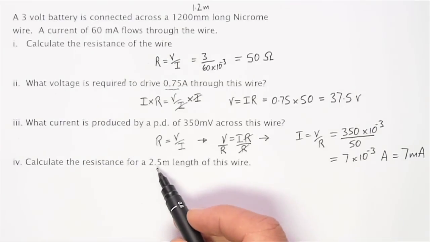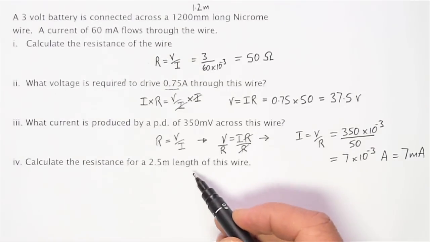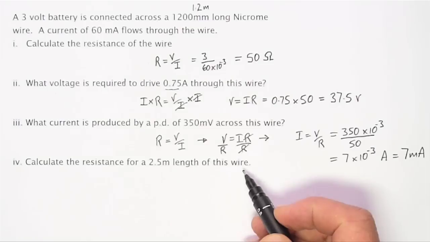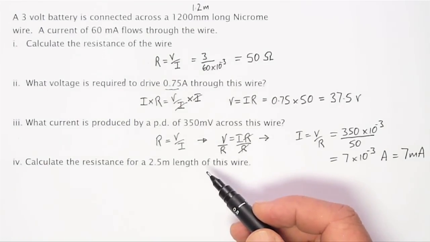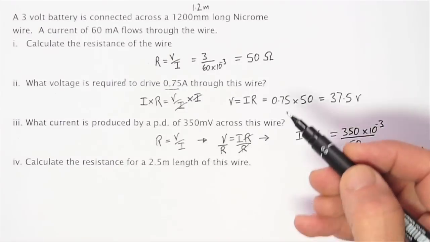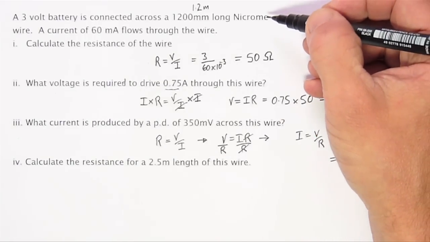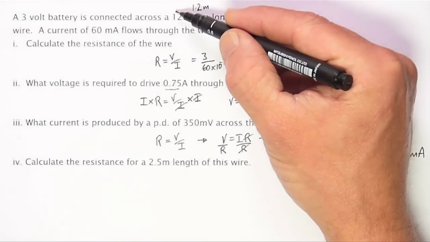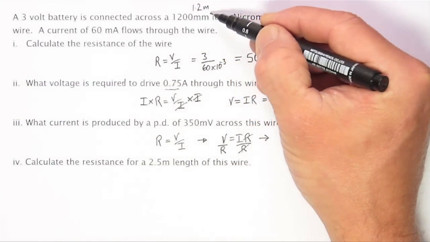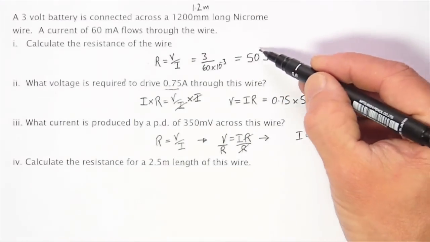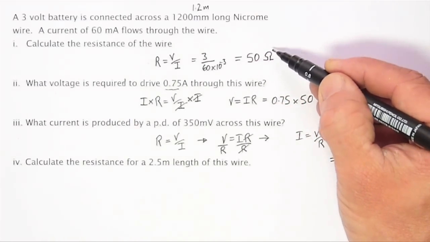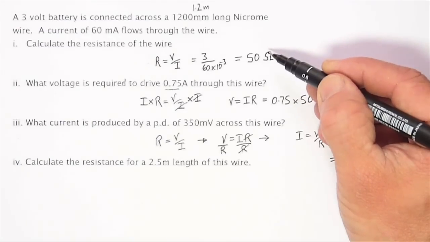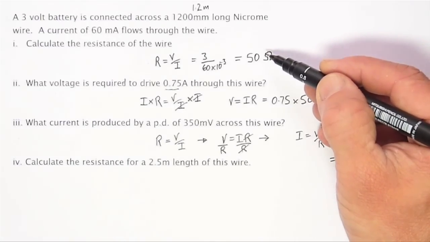Calculate the resistance for a 2.5 metre length of this wire. Well, there doesn't seem to be enough information here, so I need to return to the beginning of the question to see the extra information. Here I've got a length of the wire 1.2 metres, and I've already calculated the resistance of that, which is 50 ohms. So what I want to do is to calculate the resistance for 1 metre length of the wire.